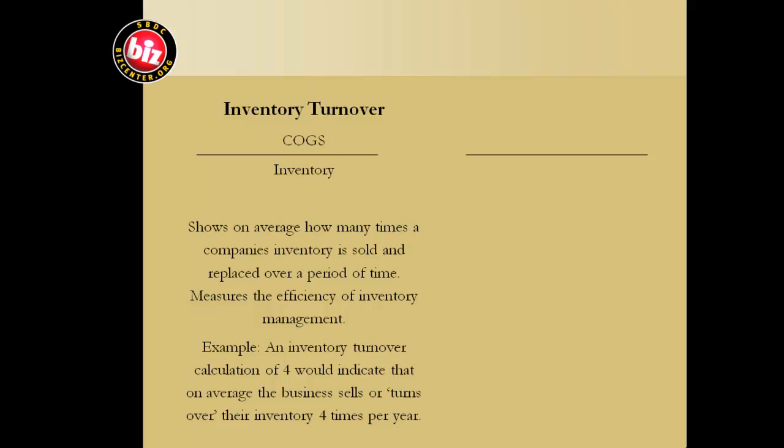Inventory turnover will calculate how many times inventory is sold and replaced over a period of time. This period of time is normally 1 year. This ratio will calculate how efficient a company is at managing their inventory levels. For example, if our inventory turnover ratio was 4, it would indicate that this company has sold and replaced inventory an average of 4 times a year.